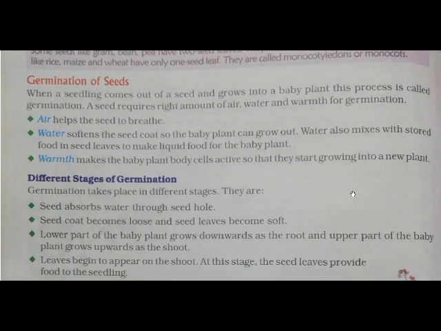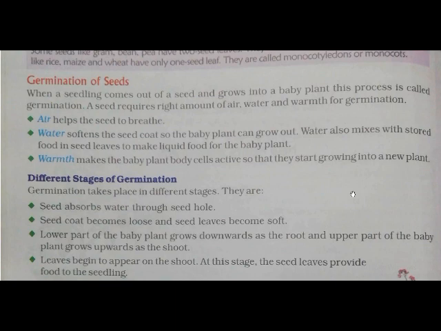Now, germination of seed. When a seedling comes out of a seed and grows into a baby plant, this process is called germination. A seed requires the right amount of air, water and warmth for germination.